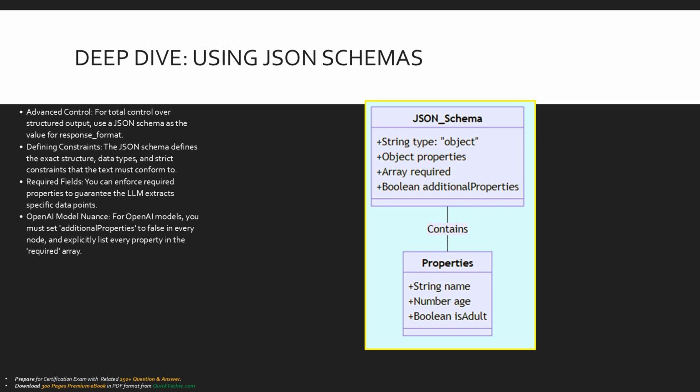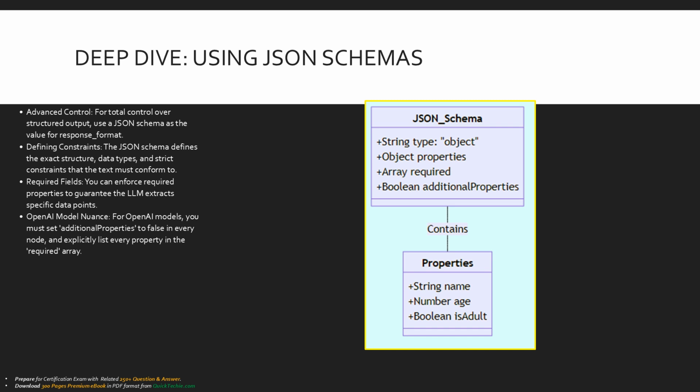While SQL type literals are great for quick tasks, enterprise applications often demand total precision. For more control over structured output, use a JSON schema as the value for response format. The supplied JSON schema defines the structure, data types, and constraints that the generated text must conform to, including required fields. By using the required field in the schema, you instruct the LLM that it absolutely must extract certain data points, and Complete will raise an error if a required field cannot be extracted.